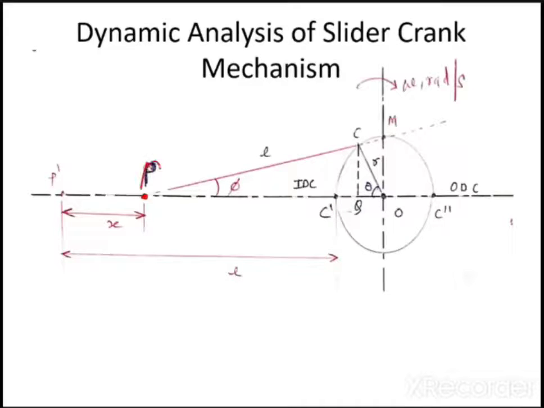So this is the point P, and this is point C. So what is this PC? Try to understand. This PC is nothing but a connecting rod. And this OC is nothing but the crank.